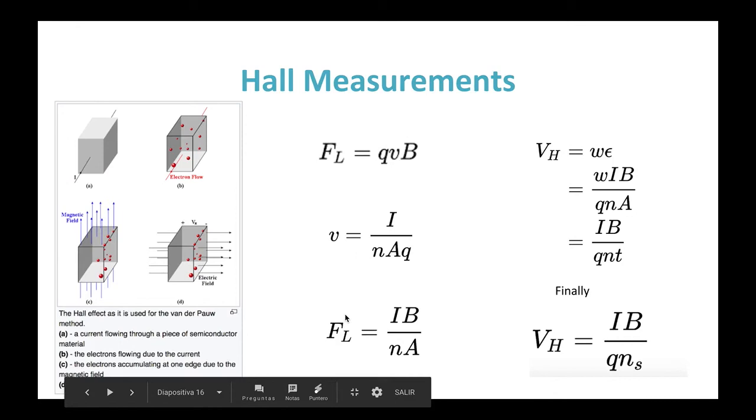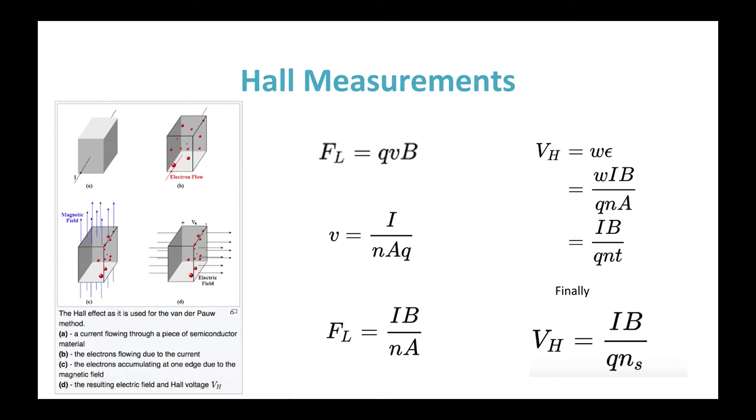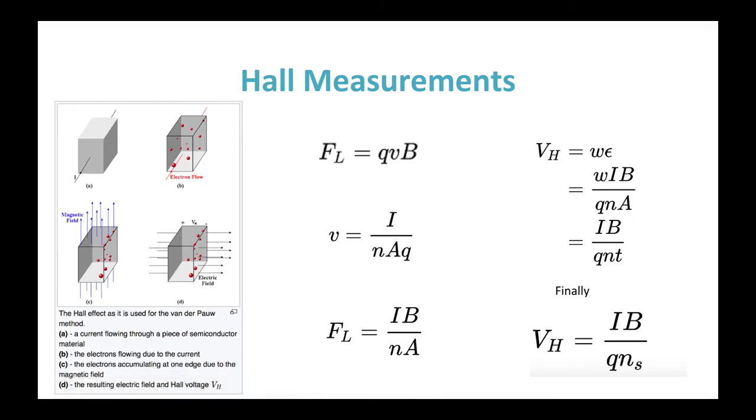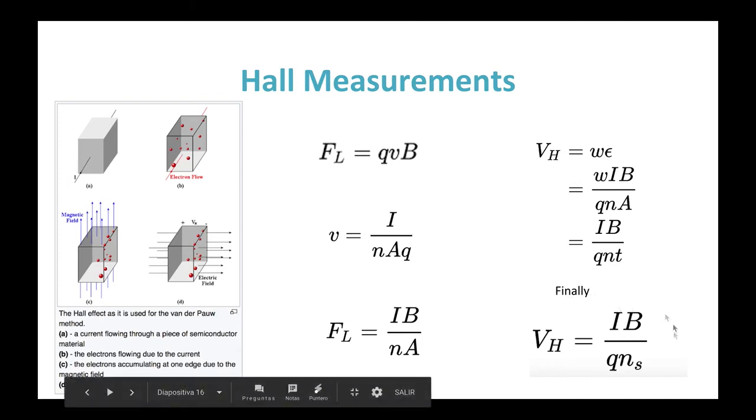This accumulation will create an electric field across the material due to the uneven distribution of charge, as shown in the figure. Finally, the magnitude of the Hall voltage is simply the strength of the electric field multiplied by the width of the material, where t is the thickness of the material. Since the sheet density Ns is defined as the density of electrons multiplied by the thickness of the material, we can define the Hall voltage in terms of sheet density, giving this final formula.